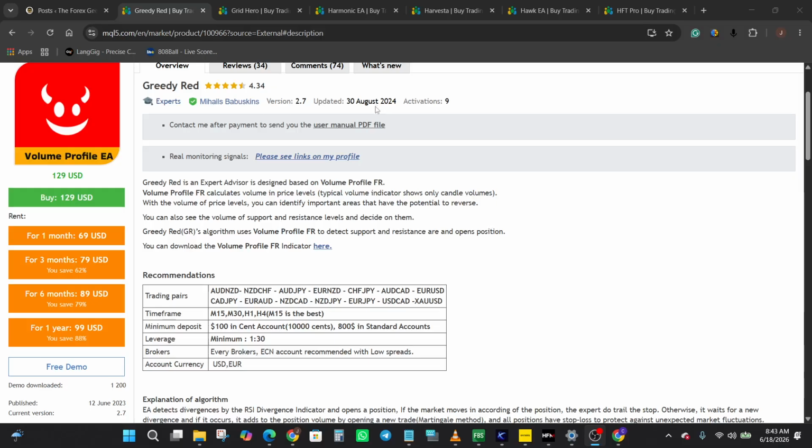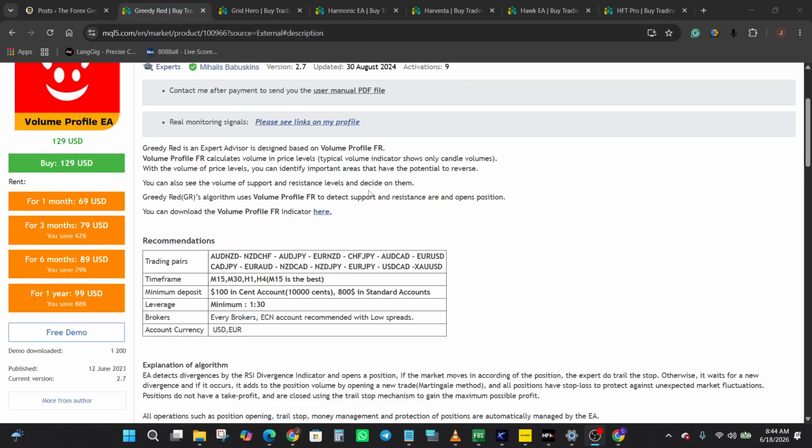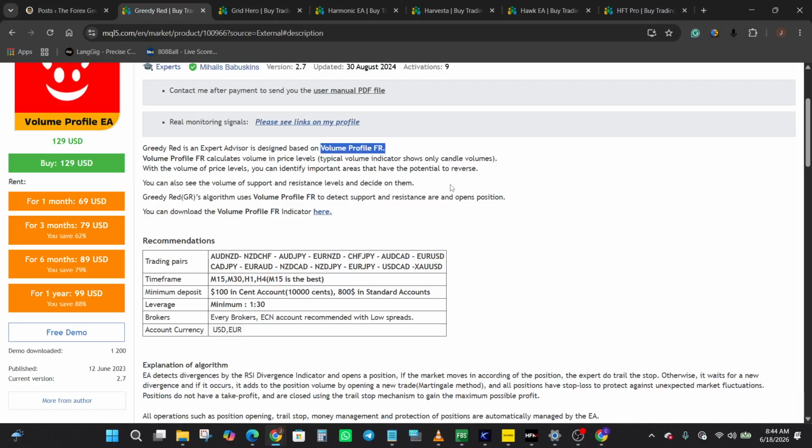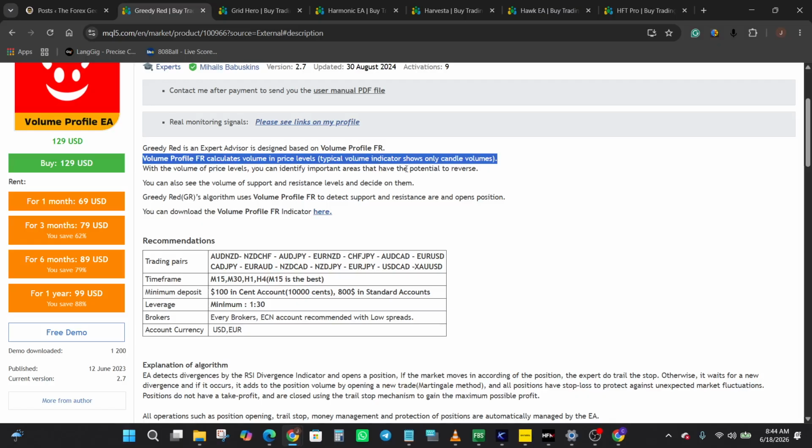Now, as I scroll through the description, the developer explains that this EA is built around volume profile FR. Unlike traditional volume indicators that focus on candle volume, volume profile FR analyzes volume at specific price levels. According to the developer, this helps identify important support and resistance zones where price may potentially react or reverse. The EA uses these volume-based support and resistance areas as part of its decision-making process.